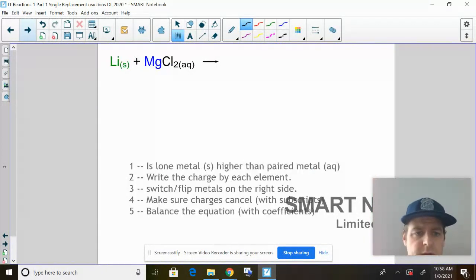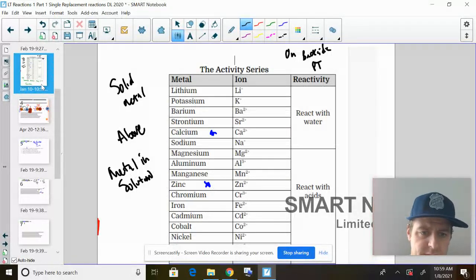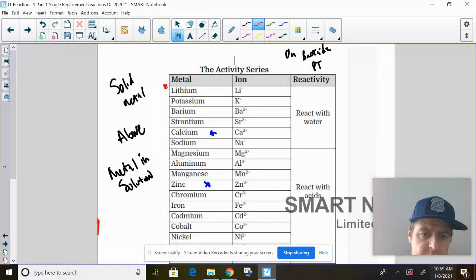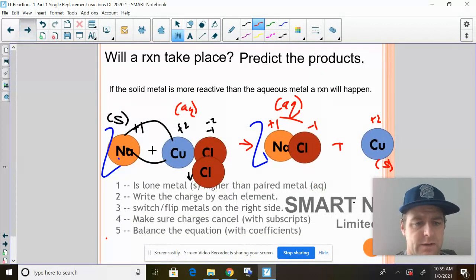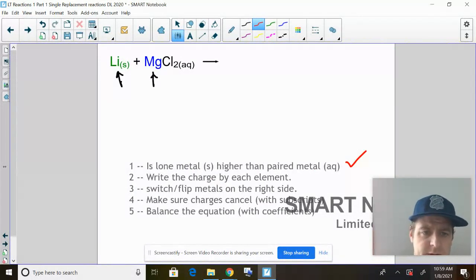All right? Okay, so is lithium higher than magnesium? Is lithium higher than magnesium? Well, let's check. Lithium, I guarantee it's going to be higher because it's number one on the list, is higher than magnesium. All right. So go to my problem and I say, yes, this will happen. All right. They will switch.